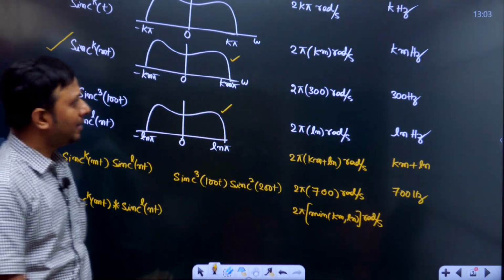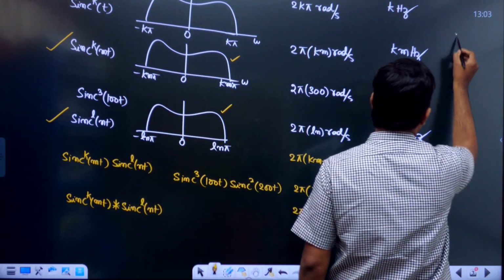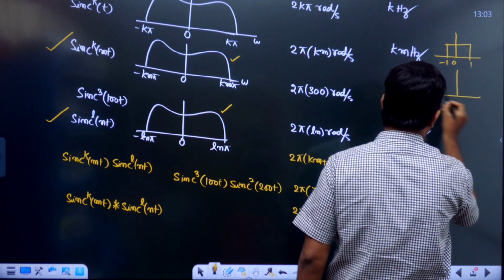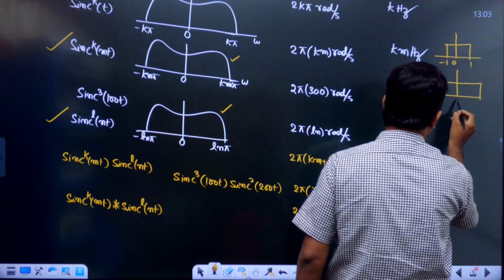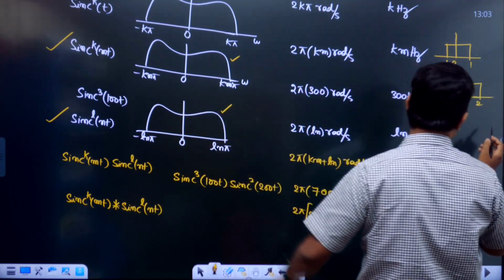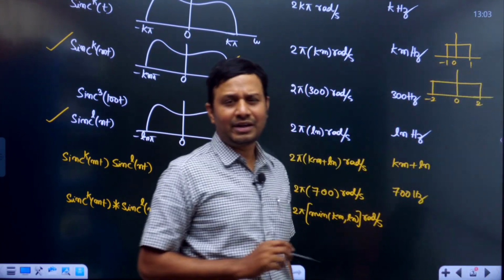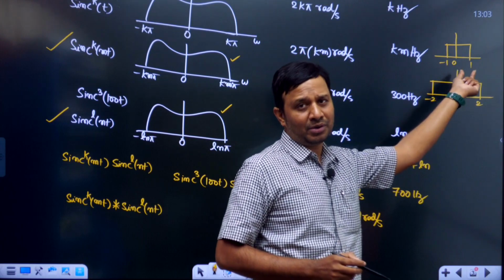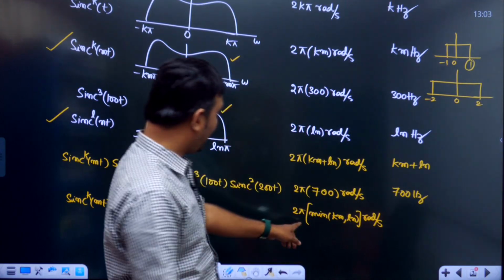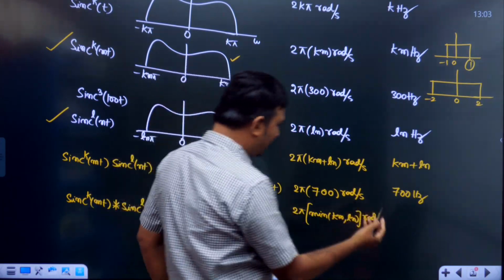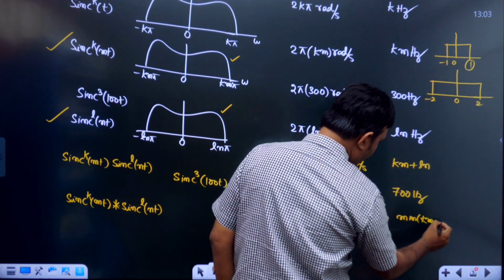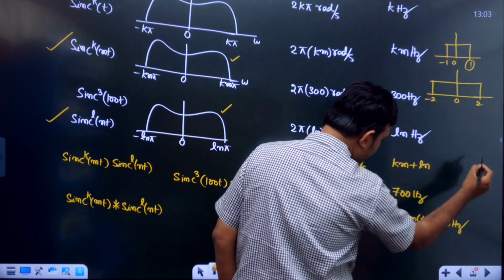Minimum, because for example, observe here, one signal is like this, from -1 to 1. If the other signal is from -2 to 2, and I multiply, see here, time domain convolution means frequency domain multiplication. If I multiply these two, the resultant signal will come from -1 to 1. So 1 is the minimum. So 2 pi into the minimum of Km comma Ln. So in terms of hertz, the minimum of Km comma Ln hertz. Right?